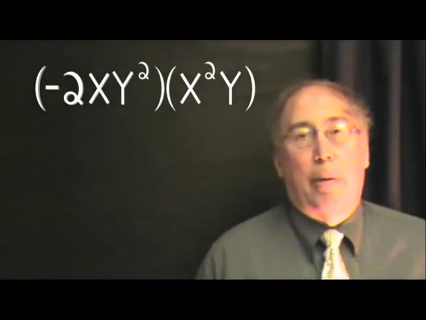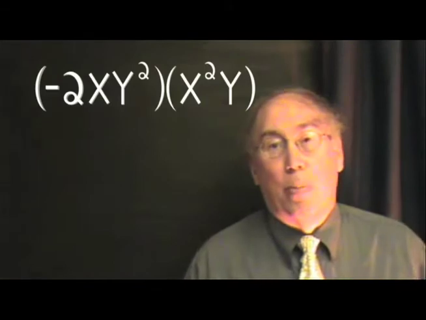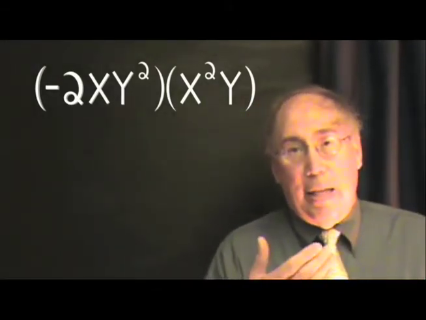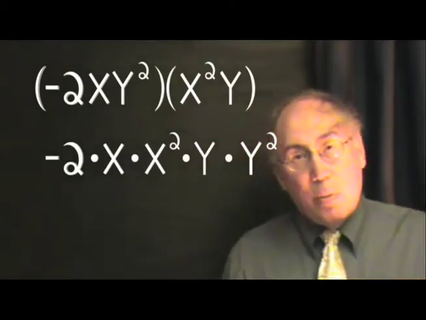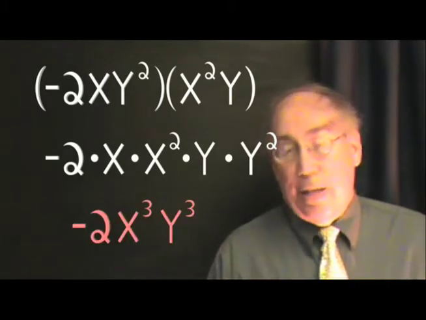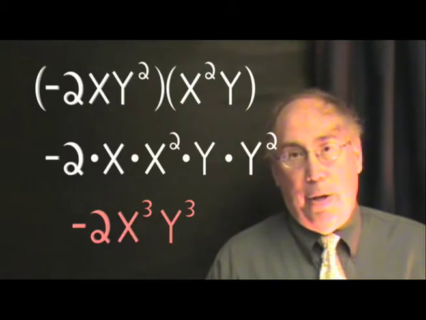In the case of this problem here, let's take and rearrange these numbers since they're all being multiplied together. Let's put the numbers together, and let's put the x's together and the y's together. And once we've done that, then we can take and add the exponents on the like terms. And in this case, we get negative 2x cubed y cubed.